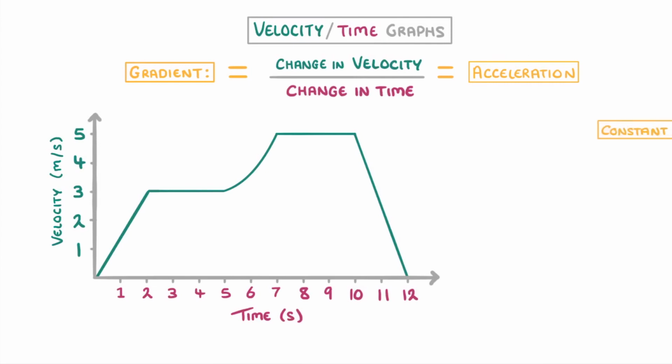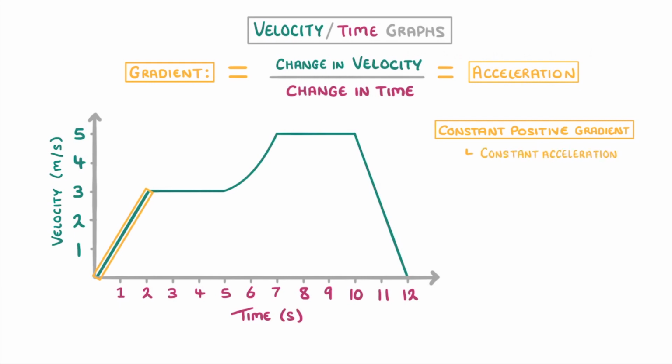This means that if the curve has a constant positive gradient, like it does in this first section, then it must be experiencing a constant acceleration. Whereas if the curve has a constant negative gradient, like in the last section, then there must be constant deceleration.